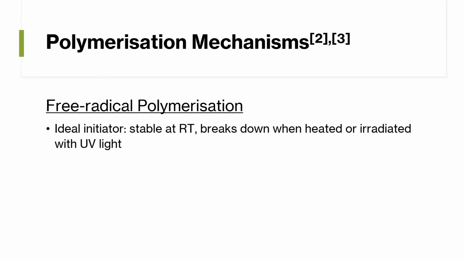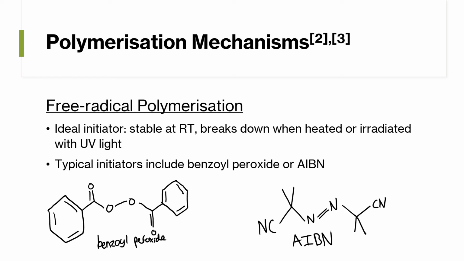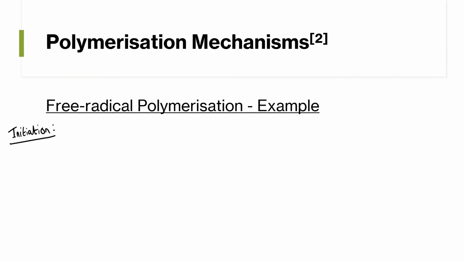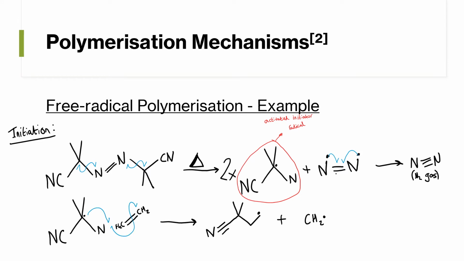Now, an ideal initiator would be one that is stable at room temperature, as to not thermally decompose, but break down to form reactive radicals when heated or irradiated with UV light. Initiators such as benzoyl peroxide or AIBN are primarily used. Here, the two carbon-nitrogen single bonds in AIBN undergo homolytic fission after heat is applied, generating 2 moles of initiator radical. This radical then reacts with our monomer, in this case ethylene, to generate the active site and reactive polymer chain.